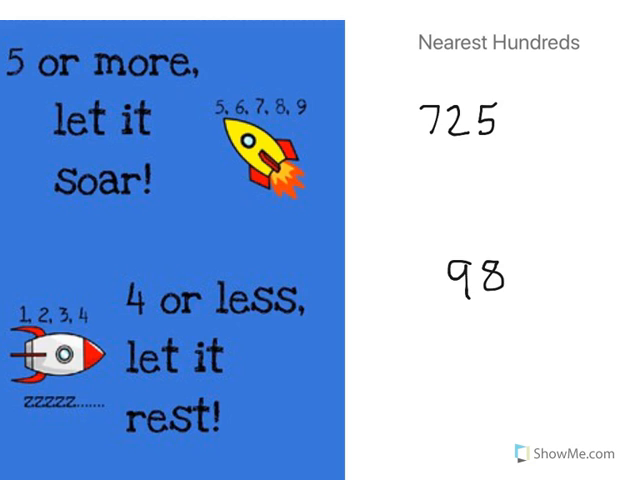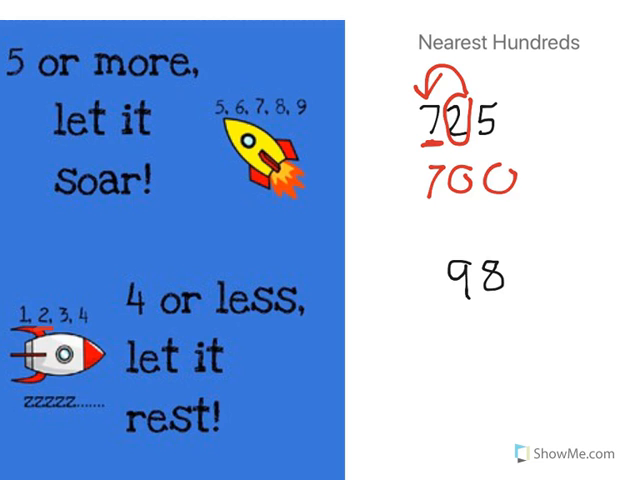If we were rounding to the nearest hundreds place, we would follow the same procedures. We are going to find the hundreds place, which is the 7. The 2 is the boss, and the 2 says to rest or stay the same to make 700.